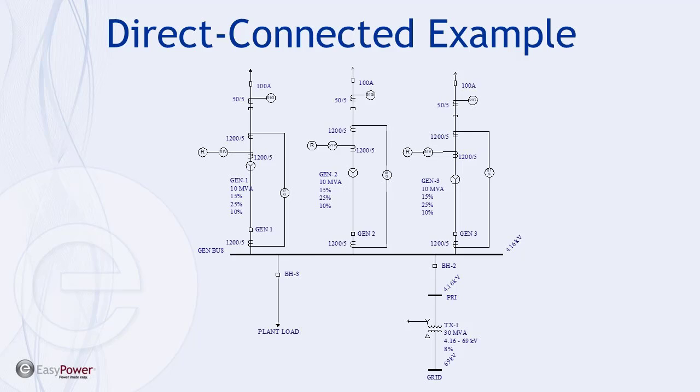It's significantly different. So in these situations, we normally would use what we call low resistance grounding, and that's going to limit the current to something between 50 amps and 1,000 amps. That's kind of the range for what we define as low resistance grounding. So this is a direct connected, and again I can have as many units as I need here.